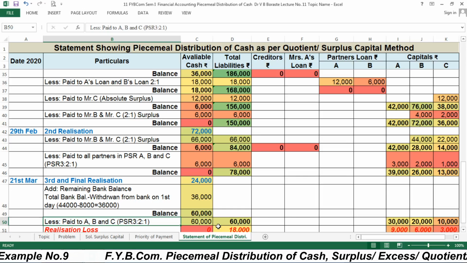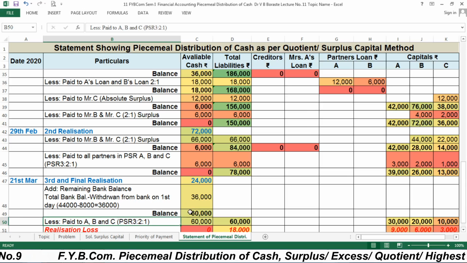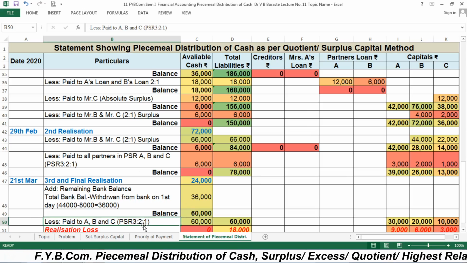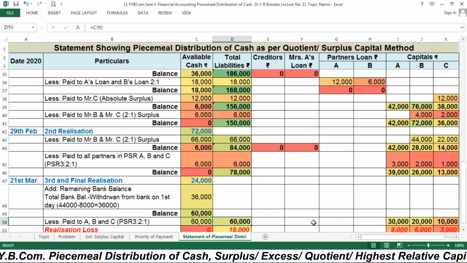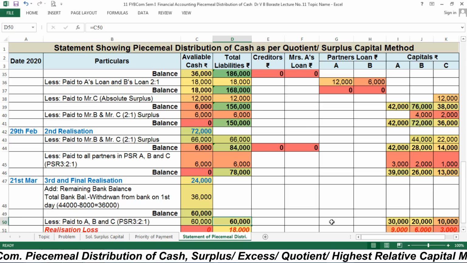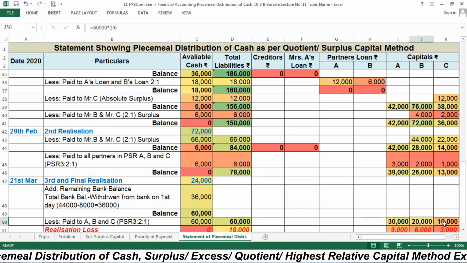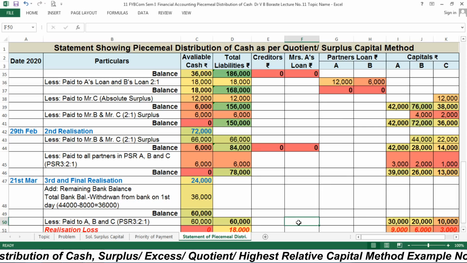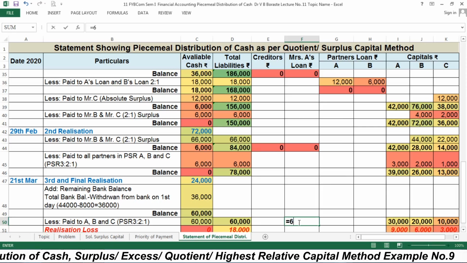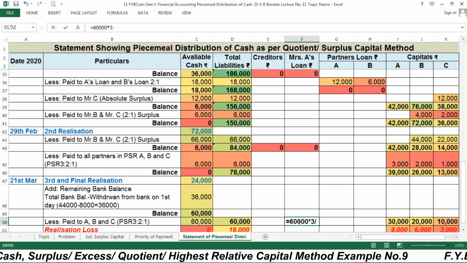So let's pay A, B and C in the profit sharing ratio. Here is the profit sharing ratio, 3 is to 2 is to 1. Cash will be reduced by 60,000, total liability will also be reduced by 60,000, and Mr. A will get 30,000, Mr. B will get 20,000 and Mr. C will get 10,000. How is it calculated? It's very simple. We just distribute 60,000 in the ratio of 3 is to 2 is to 1.